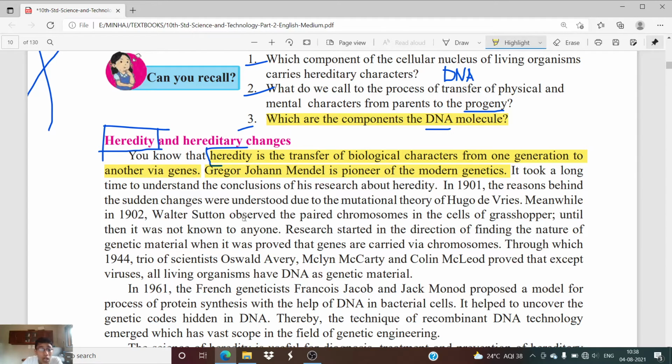It took a long time to understand the conclusions of his research about heredity. Whatever Gregor Johann Mendel researched, his research was concluded after a very long time.